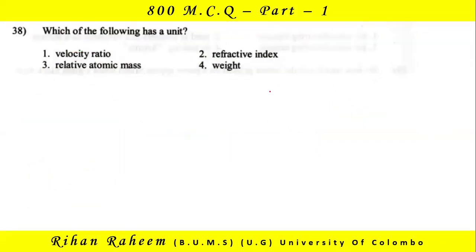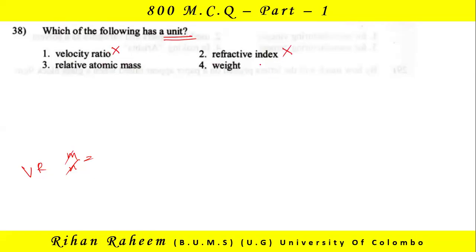Just 3 more questions, huh? Don't leave. We can finish it off. Which of the following has a unit? Velocity ratio doesn't have a unit. Can you remember grade 9 you studied under simple machines? Displacement of the effort over displacement of the load will give velocity ratio. Both are in meters and meters. Both meters will get cut. Velocity ratio doesn't have a unit.